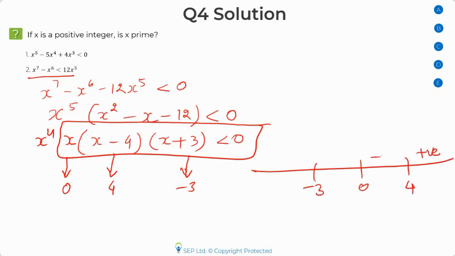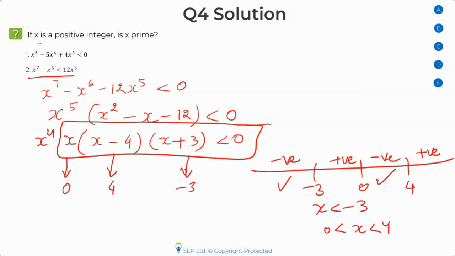It is going to be positive here, negative here, positive over here, negative over here. What is the favorable region I'm looking at? I'm looking at a value which is negative for this expression. So this region is favorable. This region is favorable. So x can be less than -3, and x can be between 0 and 4.